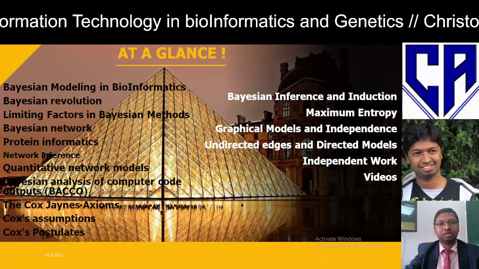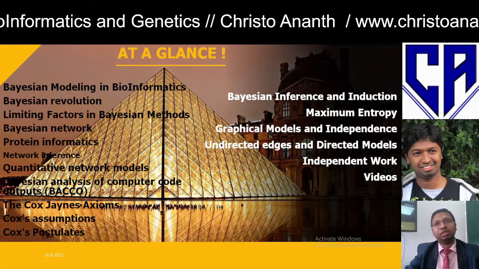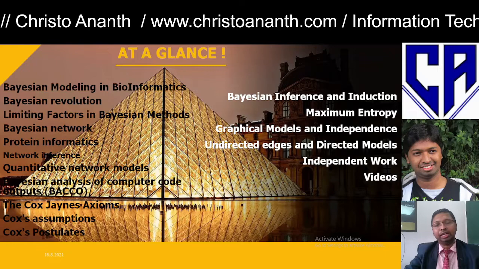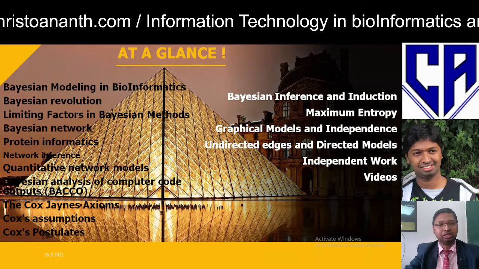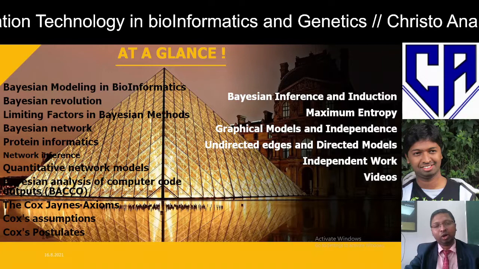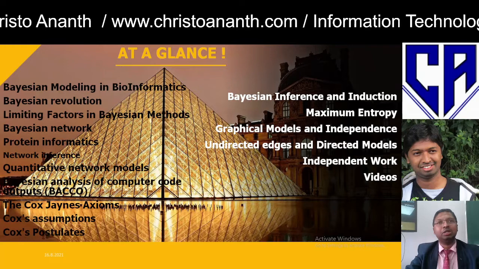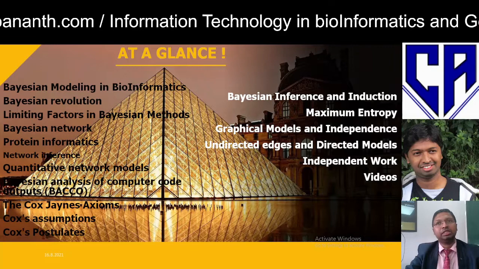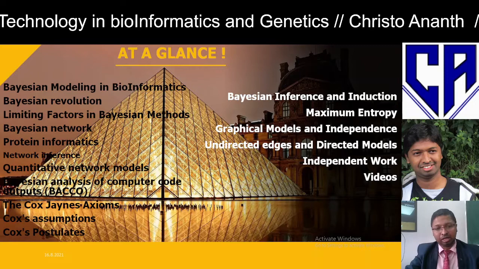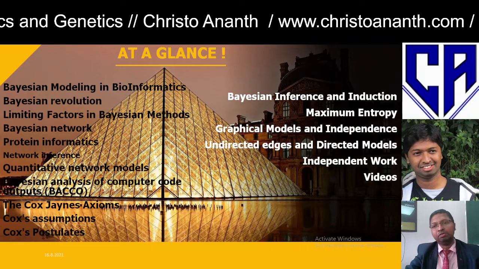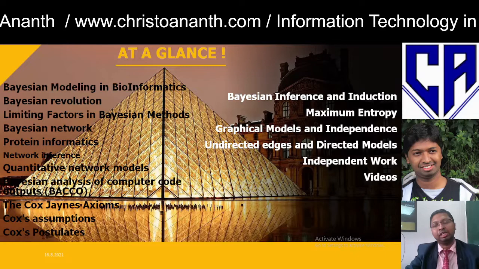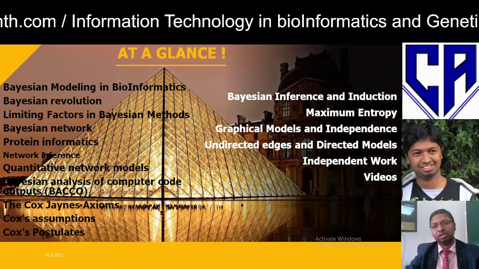So today's class we will discuss Bayesian modeling in bioinformatics, how Bayesian networks are going to revolutionize the field of bioinformatics, and with the case of Bayesian methods, the disadvantages or limiting factors. Then we discuss Bayesian networks and their role in protein informatics, network inference, and quantitative network models, the BACCO model, which is Bayesian analysis of computer code outputs. Then we discuss the Cox-Jaynes axioms, the Cox assumptions and postulates, and next the inference and induction. We already discussed entropy in the last class, so in this class we discuss maximum entropy, graphical models and inference, the undirected model as well as the directed model.